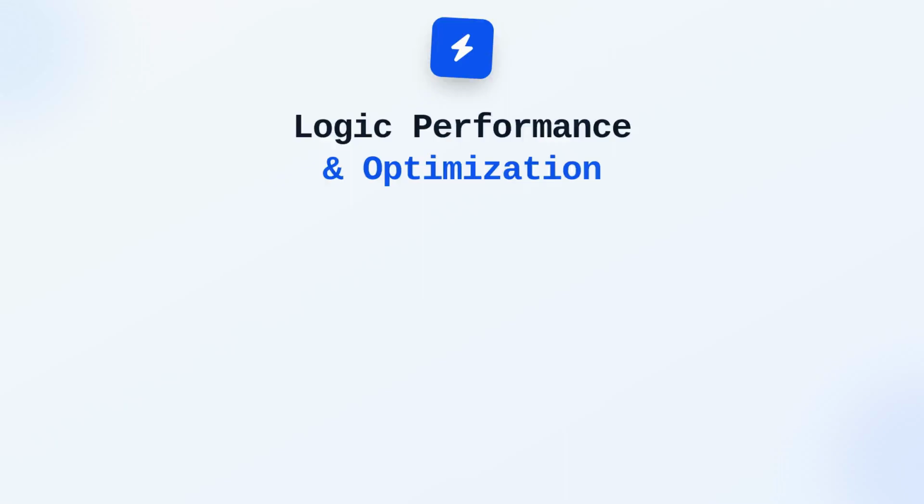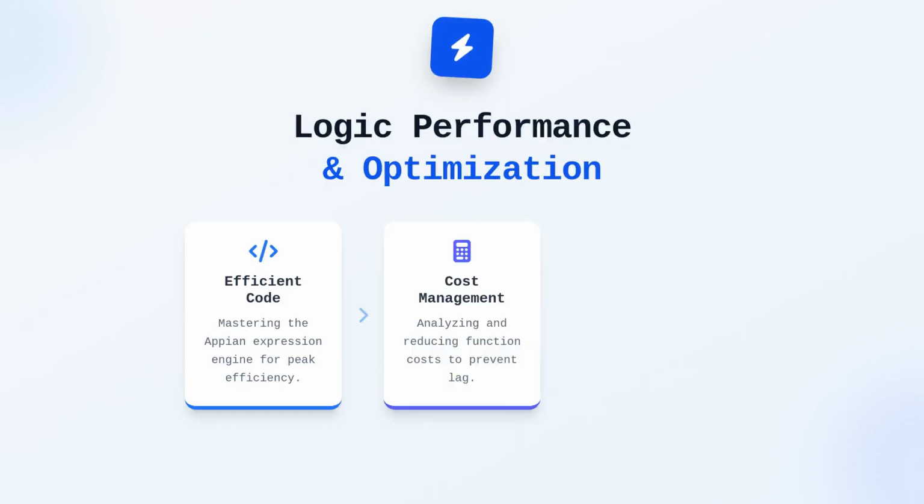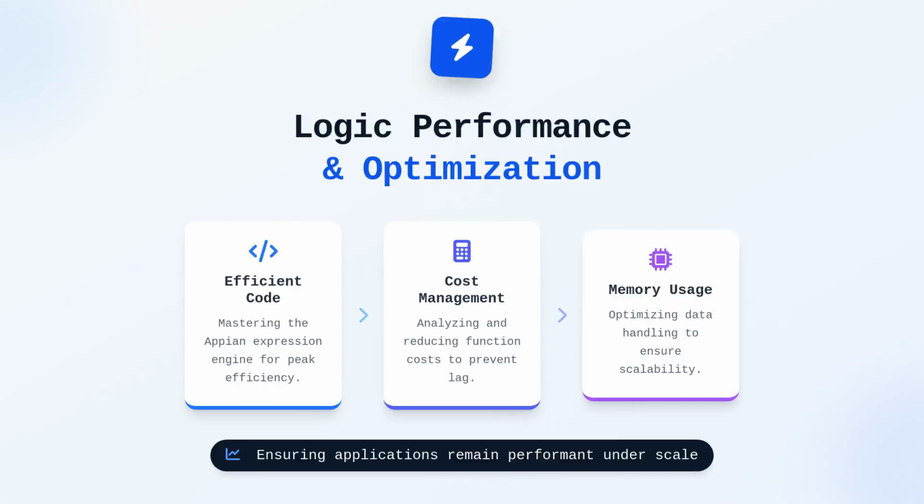Welcome to the chapter on logic performance and optimization, where we focus on writing efficient code for the Appian expression engine. We will explore how to manage function costs and optimize memory usage to ensure your applications remain performant under scale.